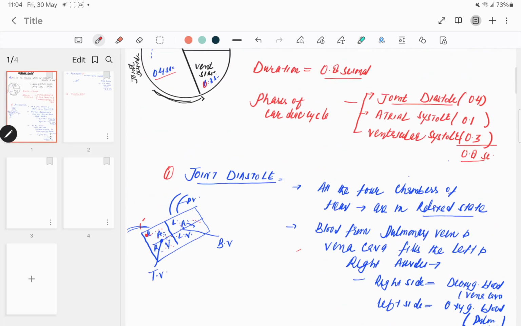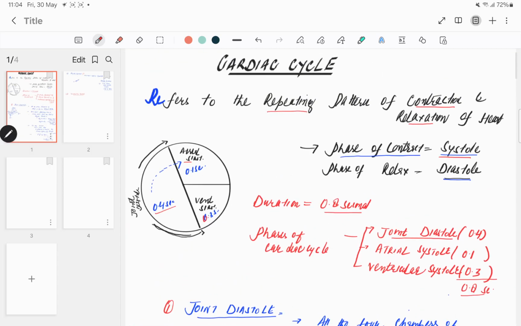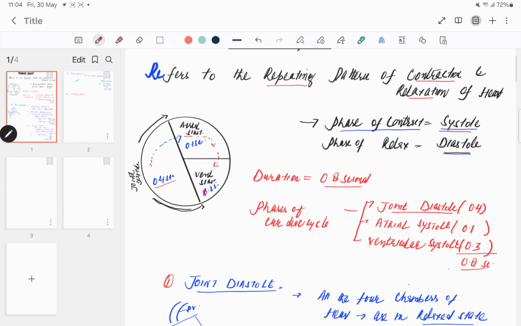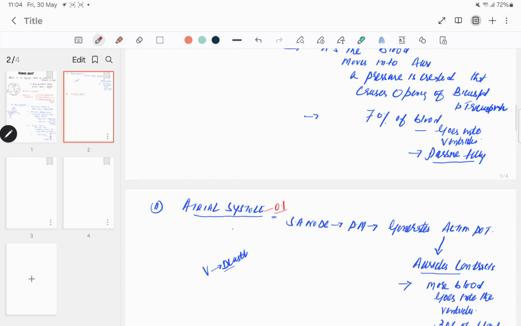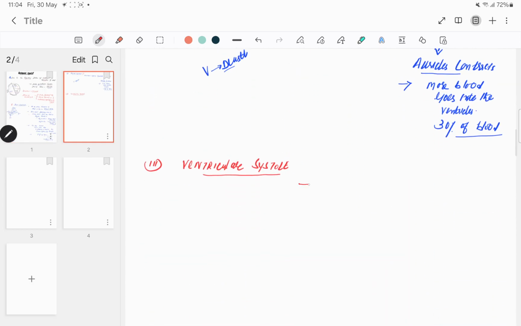So we can say now this atrial systole got completed. Now it moves into another phase, that is ventricular systole. What happens in ventricular systole?